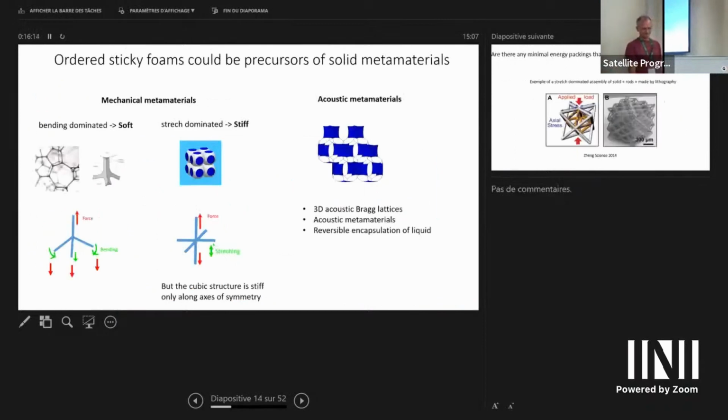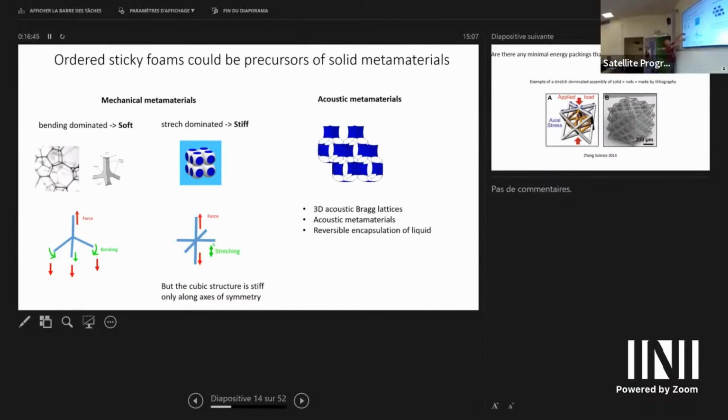Now, why is this interesting in the sense of applications? I come back to plateau borders that I already showed you. And let's imagine what happens if I take one of these plateau borders, which are the building blocks of any kind of dry foam. I solidify this, which is very often done in industry, which is easy to do. And now I pull on this thing. How will the thing react?